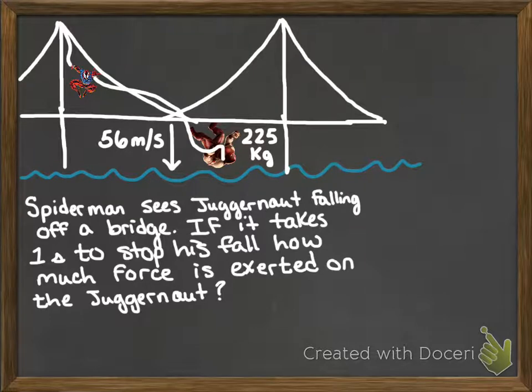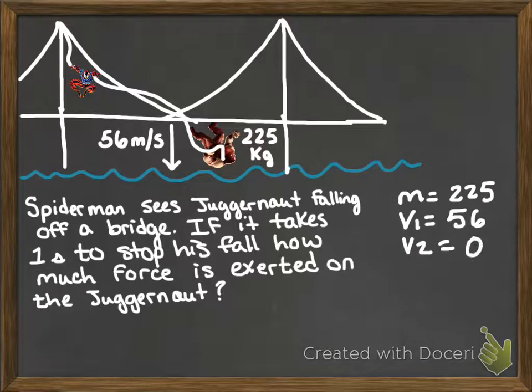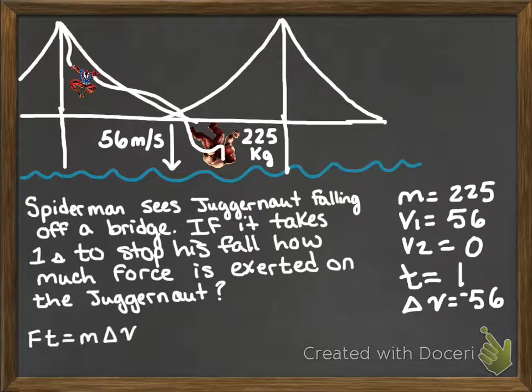So we're going to go ahead and write down what we know. I got to catch the Juggernaut. I know that the mass is 225. I know that my initial velocity is 56. My final velocity, if I have to stop the Juggernaut, is going to be 0. And my time is equal to 1 second. So I'm going to use this equation. Oh, delta V is going to be negative 56 because my change in velocity is 0 minus 56, V2 minus V1.